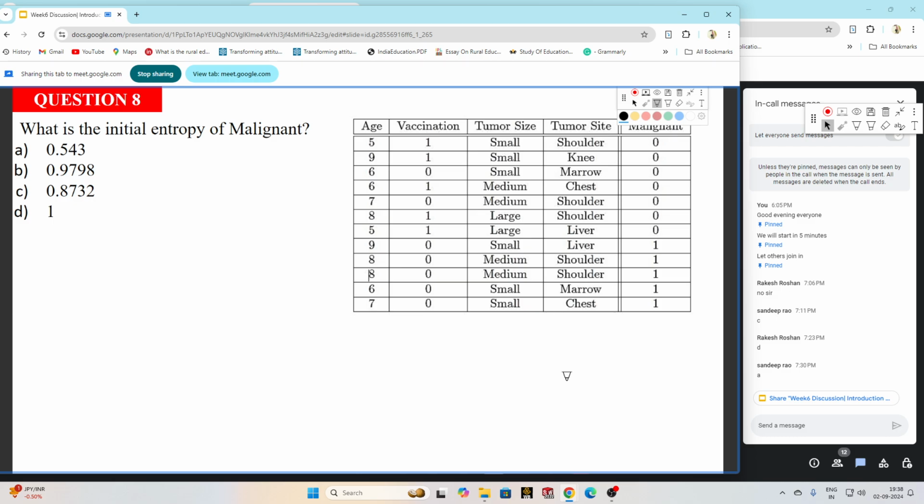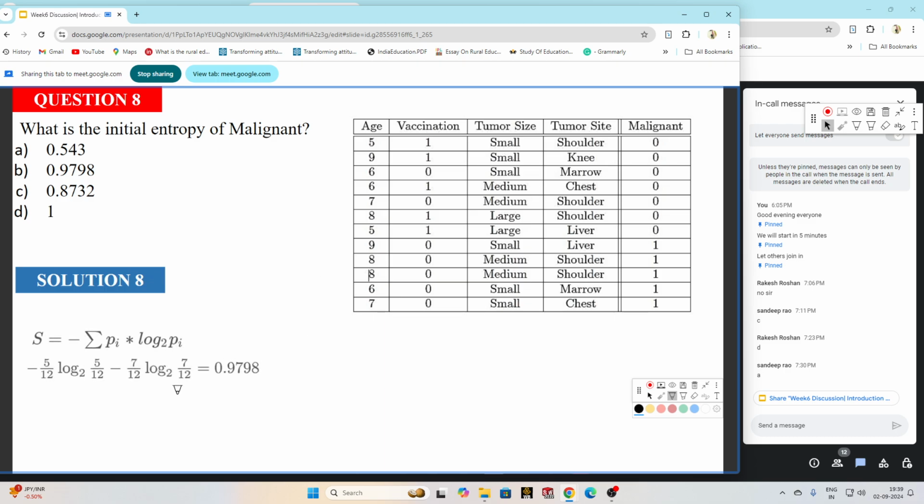Let's move on to the next question. What is the initial entropy of the malignant? Malignant is your output class. So you have two classes, one is 0 and another is 1. 0 you have how many instances? 1, 2, 3, 4, 5, 6, 7. 7 instances of 0 and 5 instances of 1. So how will you find the entropy?